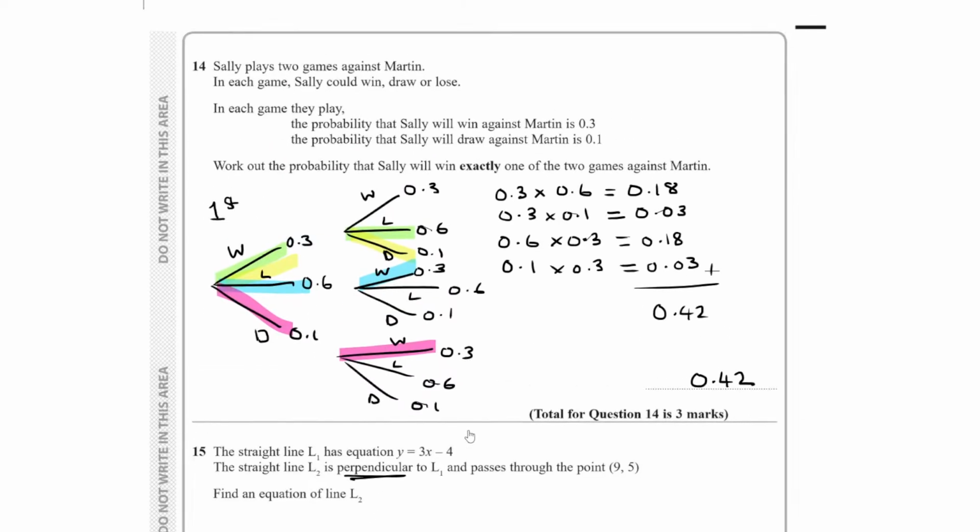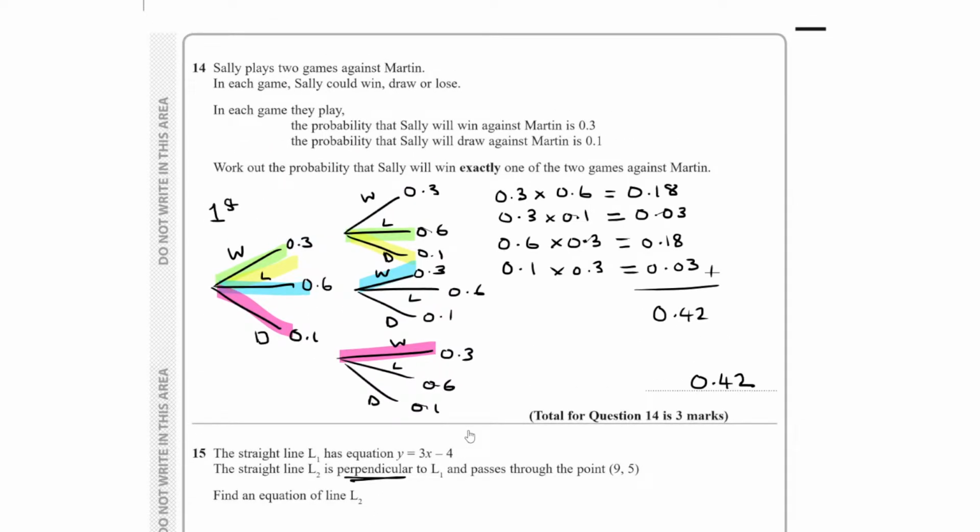Is it not 0.45? No, it's not 0.45. Oh, where did you get the 0.009 from? Hang on, let's go back a sec. That's what you should have, those 4 different calculations, and then those add up to 0.42. Yeah, so you've multiplied win and win together to get 0.09, but they said that she has to win exactly 1. She can't win both. So 0.09 wouldn't be an option.